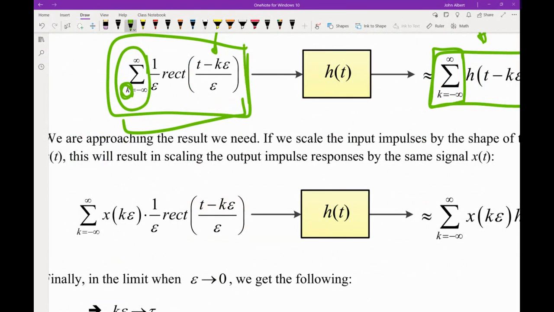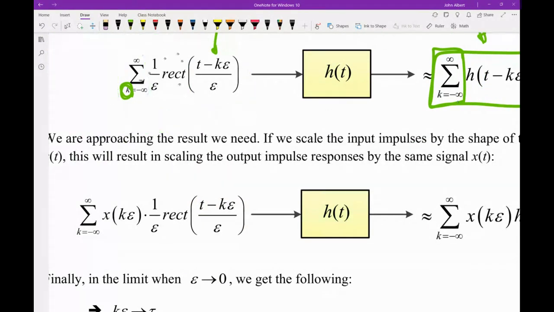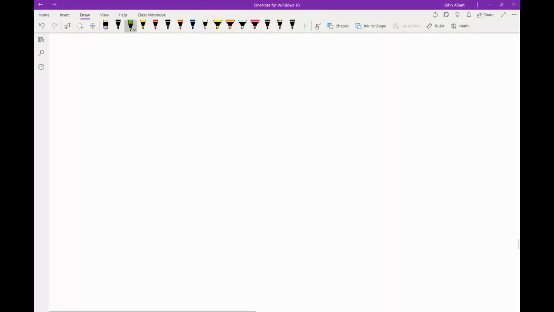What if I scale? You see in here, all of those impulses in this formula, or what look like impulses, have the same height. Think of it this way. All of them are rectangles with the same height. Right? The height is 1 over epsilon. What if I scale those heights based on x of t itself? And each one of them will have a different height now. Not all equal height.